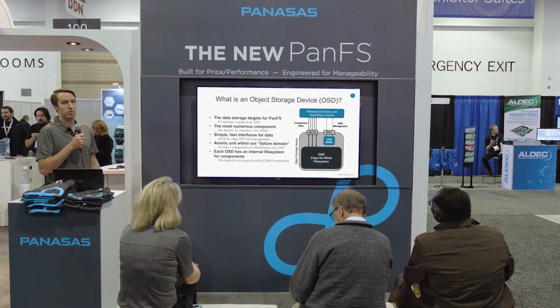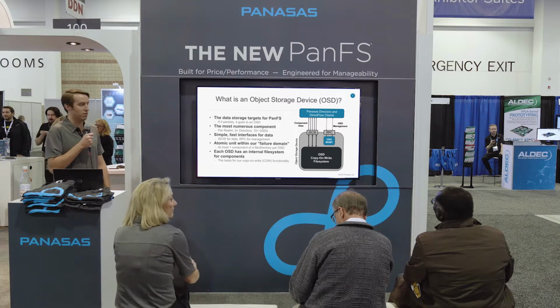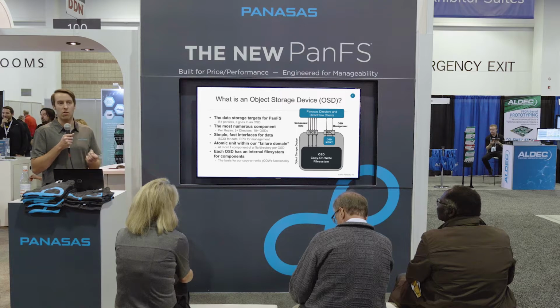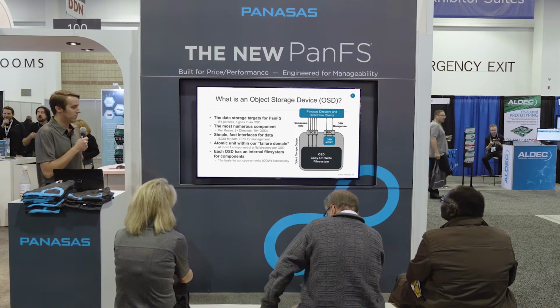It's also really simple, from the outside at least. And that allows us to write complex parallel file system algorithms around the OSD. We have one side that allows iSCSI access for data and attributes, and the other side for RPC management. It's also our atomic unit within our failure domain. So within a blade set, if you lose a hard drive, you lose an OSD, and that allows us to do very intelligent reconstruction around that concept. And finally, the OSD has an internal file system that's copy on write and provides powerful snapshotting capabilities.